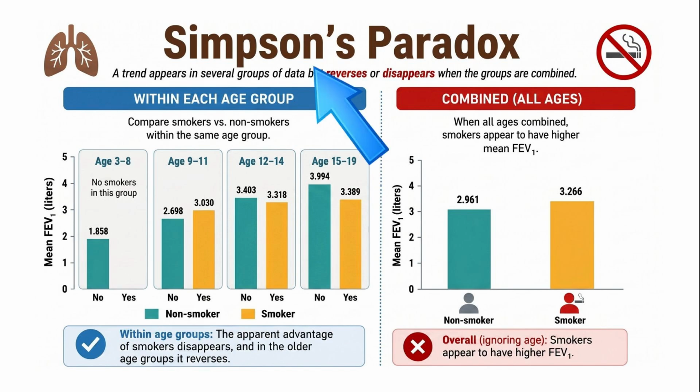This is Simpson's paradox, where a pattern observed in the combined data disappears or reverses after stratifying into more comparable groups. The key takeaway is simple. The apparent association may be driven not by smoking, but by differences in age between smokers and non-smokers.